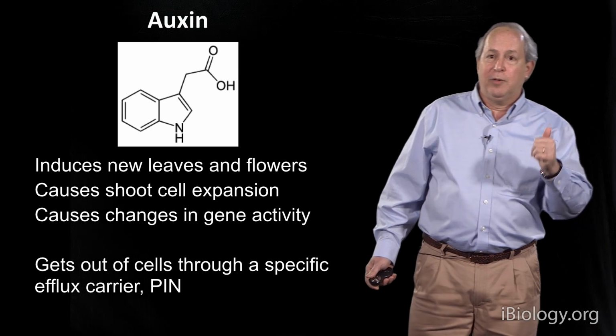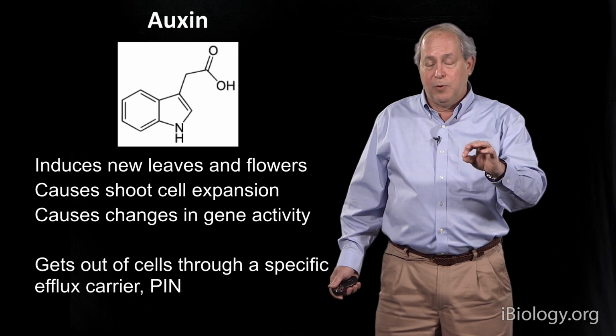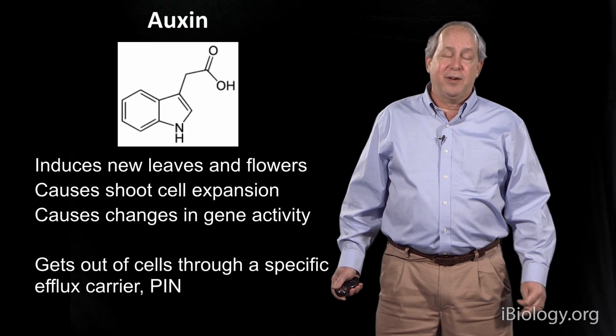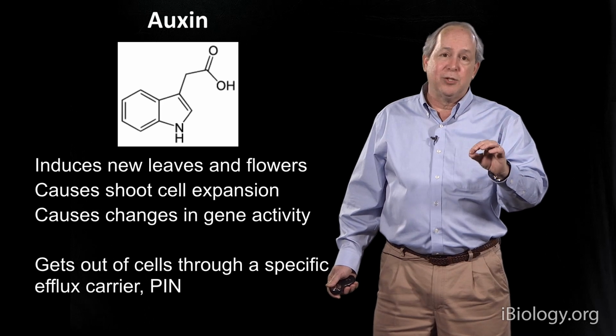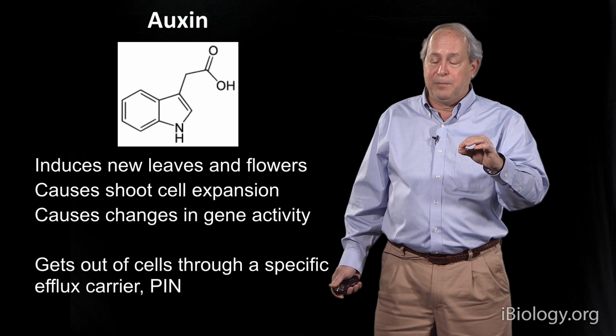So we know, first of all, that auxin is a chemical that causes a new primordium to form, and therefore our understanding of the phyllotaxis pattern becomes an understanding of how auxin gets to the right place in the shoot apical meristem so that it can invoke the development of a new flower.